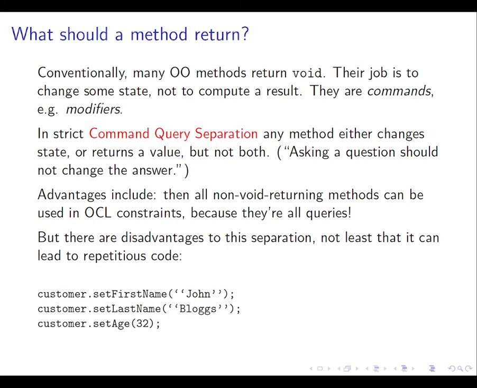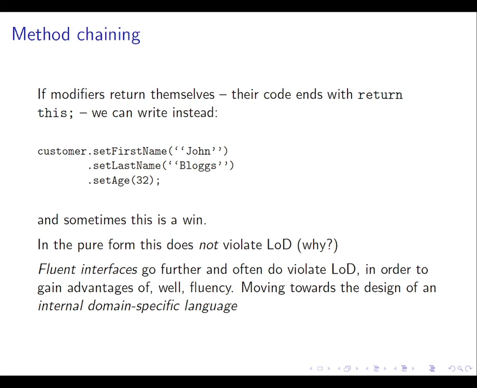However, there are disadvantages to not allowing commands to return values. For example, it can lead to code that's rather repetitious, which is then cognitively slightly more difficult than it needs to be to absorb. So for example, if you have to set 3 attributes on an object, you have to name the object for each method call like that. If we allow the modifier to return the object being modified, as well as do the modification, so you write set methods so that their code ends with return this, then we can chain methods like this.